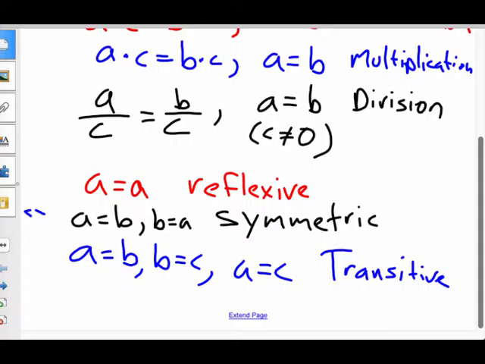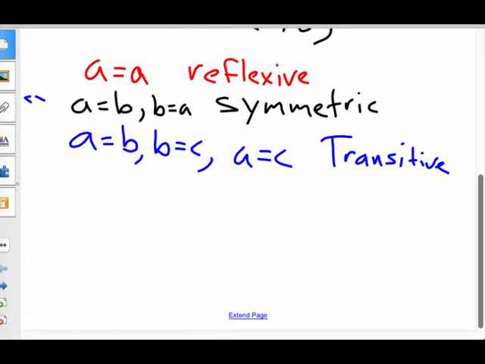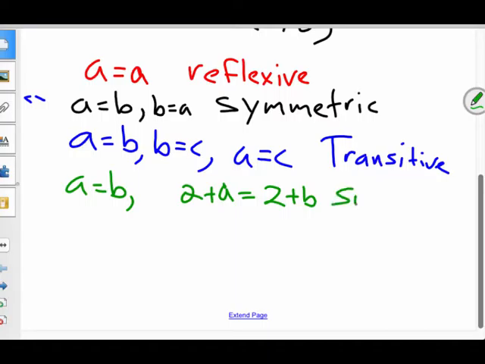And then the last one that we would use, hey, if A equals B, then I could just substitute B in for any A, right? So like if I said 2 plus A would be the same as 2 plus B. And so that one we would just call the substitution property.